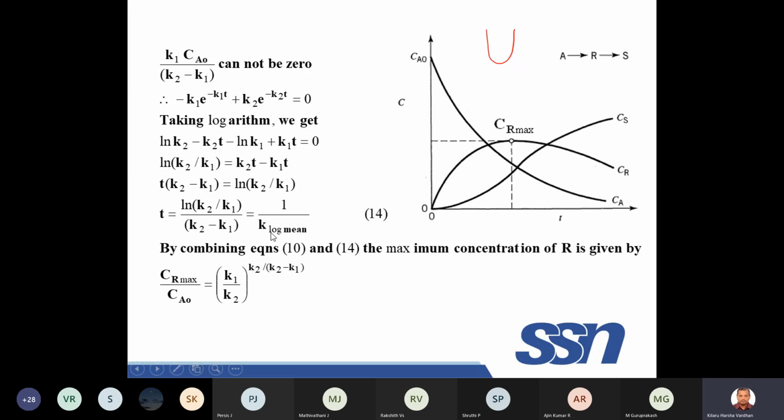This is nothing but a log mean. It's not an arithmetic mean. There are different means which you get, especially in chemical engineering. There can be a log mean, there can be an arithmetic mean.